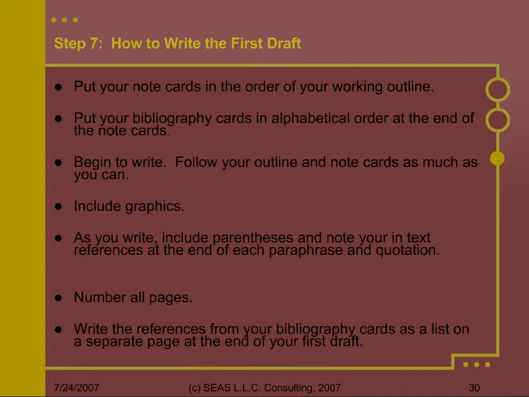How do you write the first draft? Well, you take your note cards and you start organizing them in the order of the working outline that you created. You can put your bibliography cards in alphabetical order at the end of the note cards so that you can enter those, because we would like you to use a citation method where you put essentially your citations in alphabetical order by author at the end, and you can start to write.